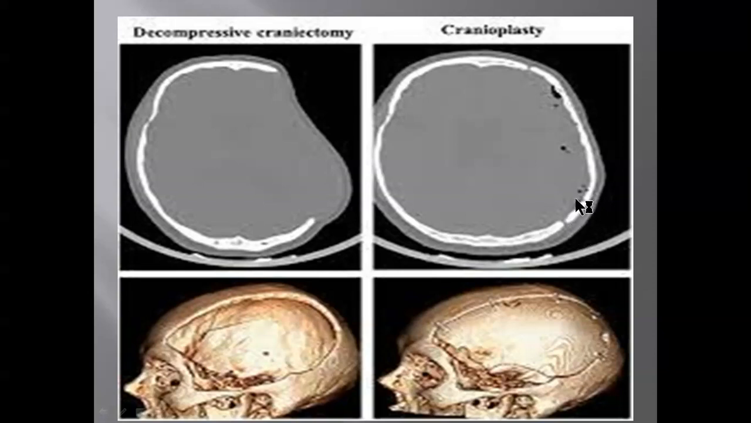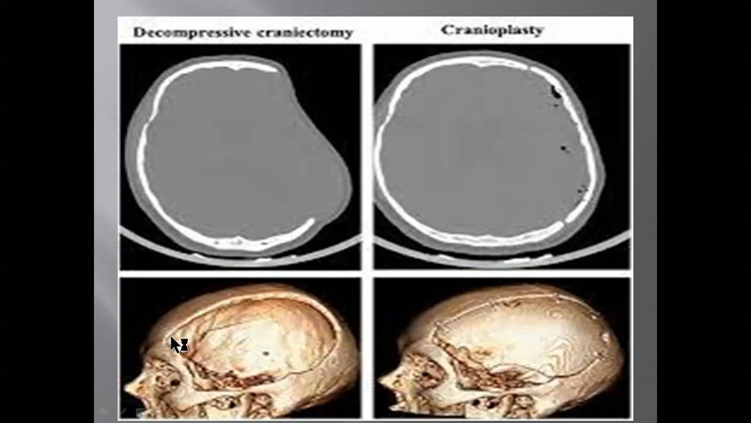Decompressive craniectomy should be a minimum of 12 centimeters, between 12 to 15 centimeters, to be called a good, acceptable decompressive craniectomy. Here we can see a decompressive craniectomy done. This is a hemicraniectomy, a fronto-temporoparietal craniectomy. Why craniectomy? Because, as I already mentioned, bone has been removed.